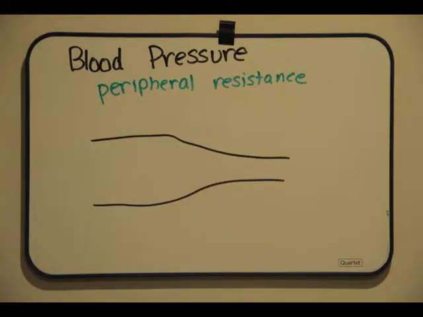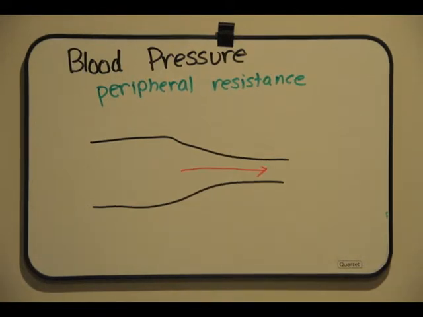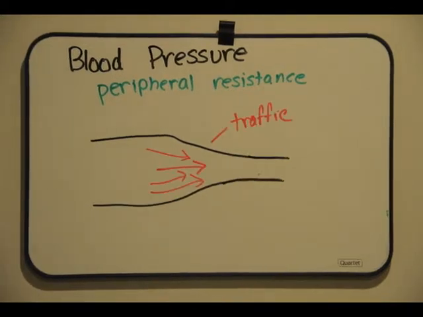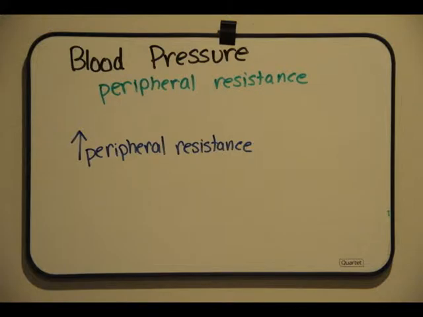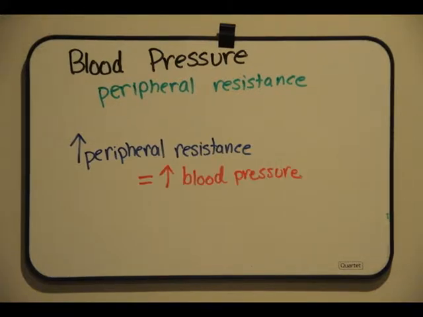Peripheral resistance is resistance that's caused when blood flows from a blood vessel with a big diameter to a blood vessel with a smaller diameter. Think of it this way. There is so much blood that it is trying to squeeze into one tiny hole, there's bound to be traffic. Increased peripheral resistance equals increased blood pressure.